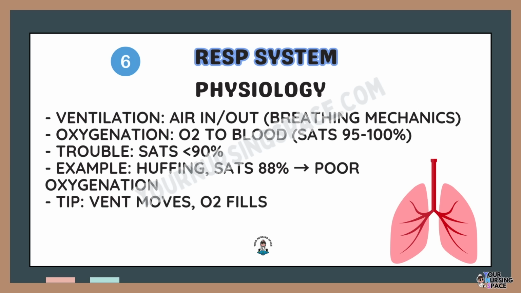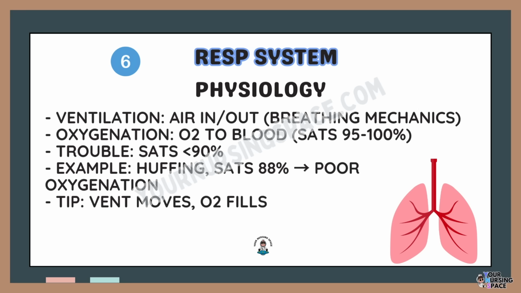Ventilation's all about air moving, so you're inhaling and exhaling, just the mechanics of breathing. But oxygenation, that's when oxygen hits the blood. Think oxygen saturation or SATs, shown as a percentage. Normal sats sit between 95 and 100%, but if they drop below 90, you're in trouble. For instance, imagine a patient huffing and puffing with sats at 88%. Ventilation's fine, air's moving, but oxygenation's failing because oxygen isn't getting into the blood properly.